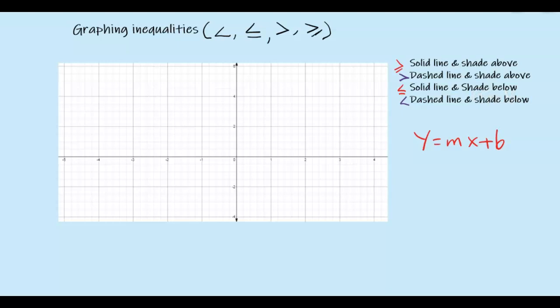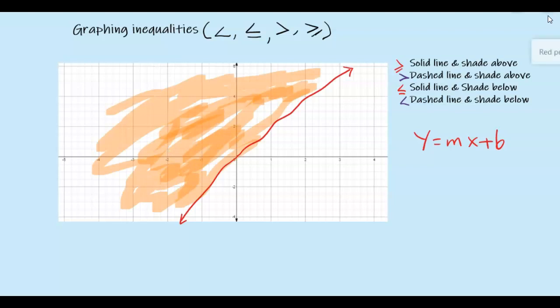So if I have a line going through here, we realize that this is a solid line, so it could be less than or equal to, or greater than or equal to. And if I shade, say here, we look at the two sections. We have section 1 and section 2 here. Section 1 is above. So if we are using an inequality, this has to be greater than, and the line is solid, so it's going to be this here.